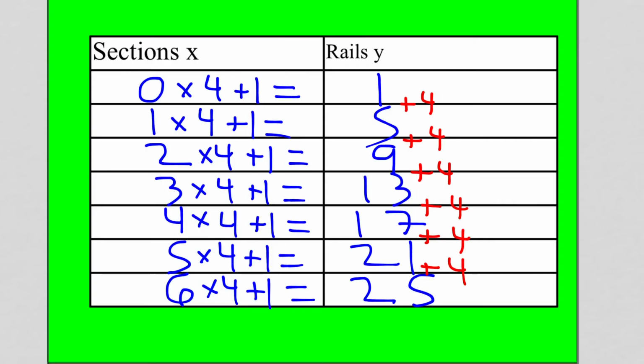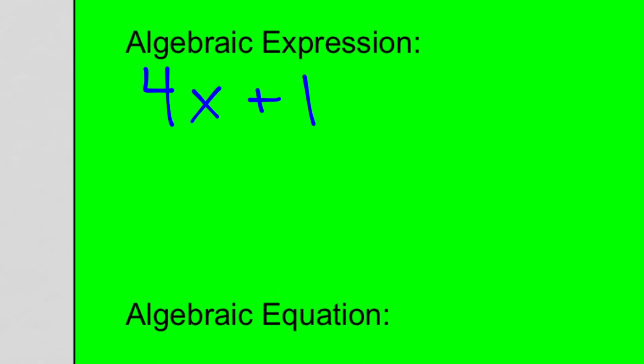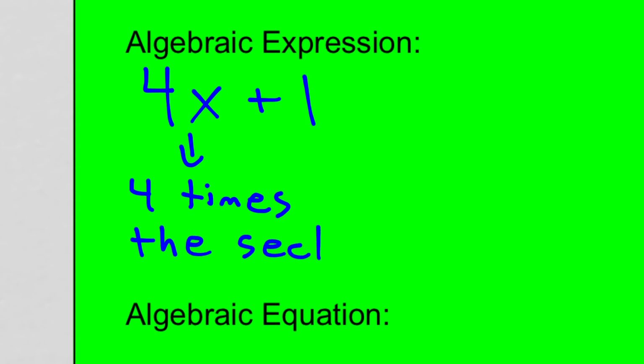Now the rest of this expression is to add on the plus 1. So we add on plus 1. And that's our algebraic expression. Okay? The X represents the sections. So this part right here means 4 times the sections. Okay? That's the algebraic expression. That's the mathematical language used to represent that pattern.